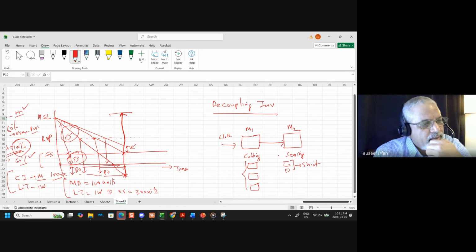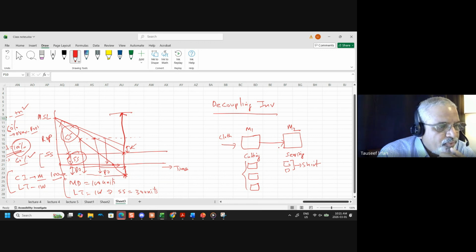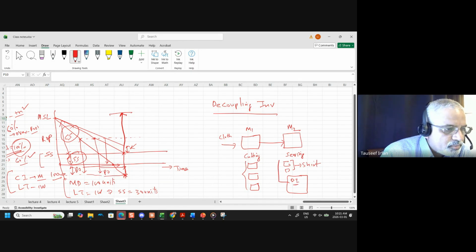So what will happen if there is no decoupling inventory sitting here to feed this process? This will become the bottleneck. Agree? These sewing guys will just sit there and wait for the cutting guys to finish their work. Yes, sir. "Oh, why are you not working?" "Oh, we are waiting for these guys to cut it and give it to us. We are just waiting."